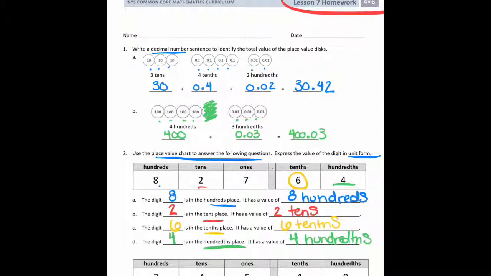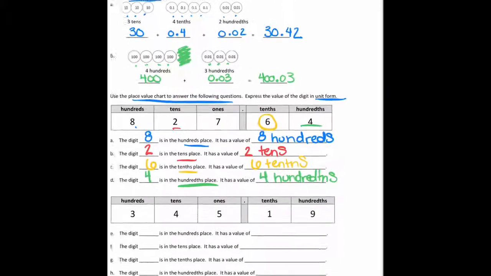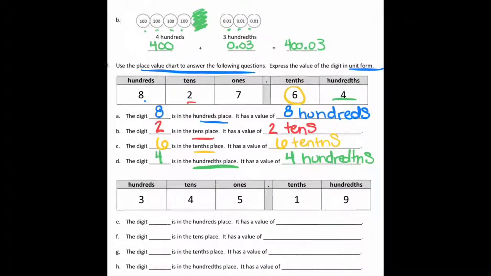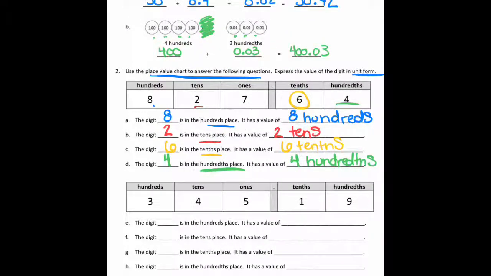Okay, let's look at the next part. And we're going to keep going. It's the same kind of thing. Part E says the digit blank is in the hundreds place. Here it's going to be a 3, which means it has a value of 300 or 3 hundredths. Part F says the digit blank is in the tens place, and it's the digit 4. And so the value is going to be 4 tenths.